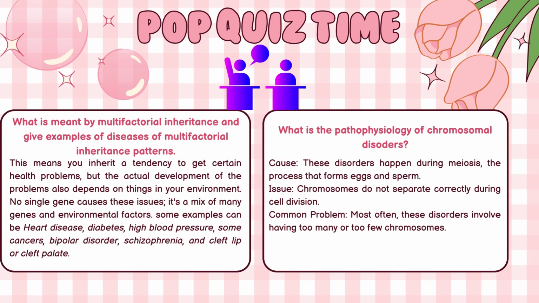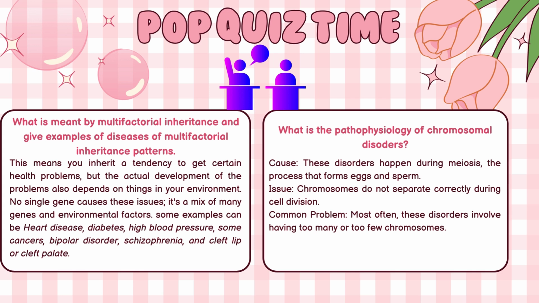So, pop quiz time. Let me ask you two questions. First, what is meant by multifactorial inheritance, and give examples of the disease? This means you have a tendency to get health problems, but how you live also plays a part. An example is diabetes. If diabetes runs in your family, but you eat fatty foods all the time, you're going to get it. Second, what is the pathophysiology of chromosomal disorders?